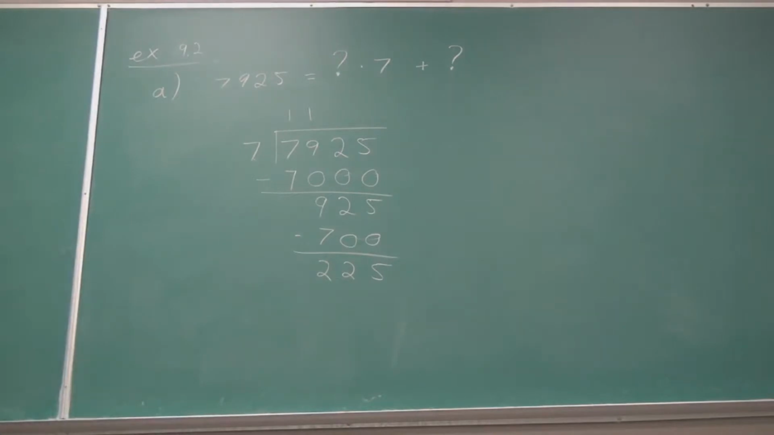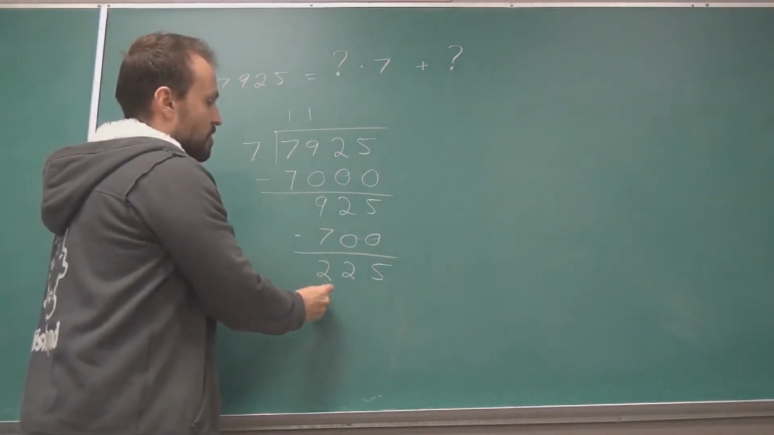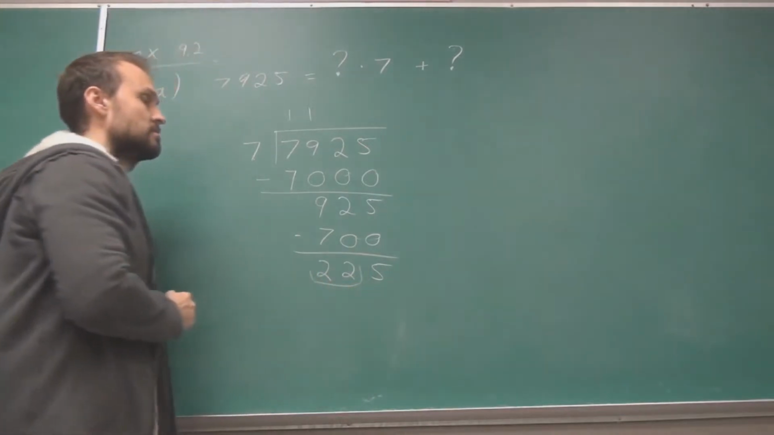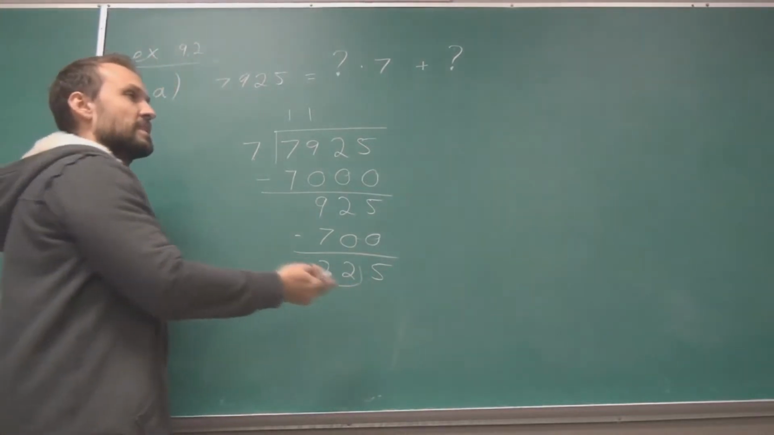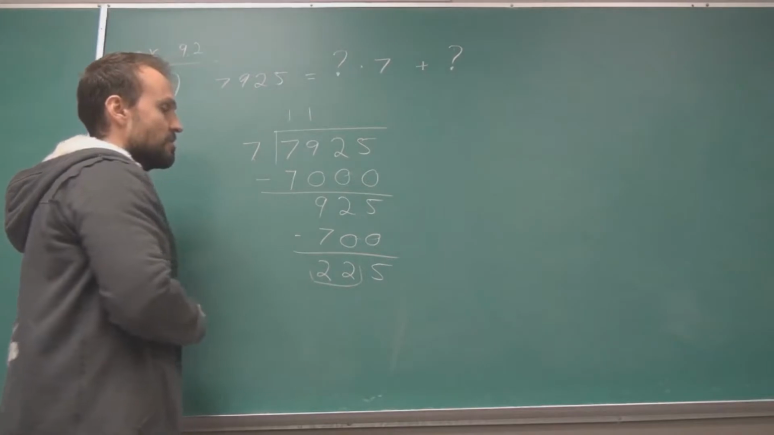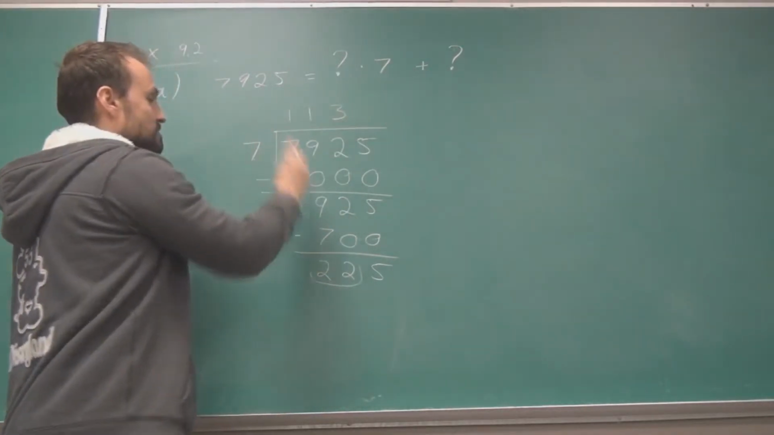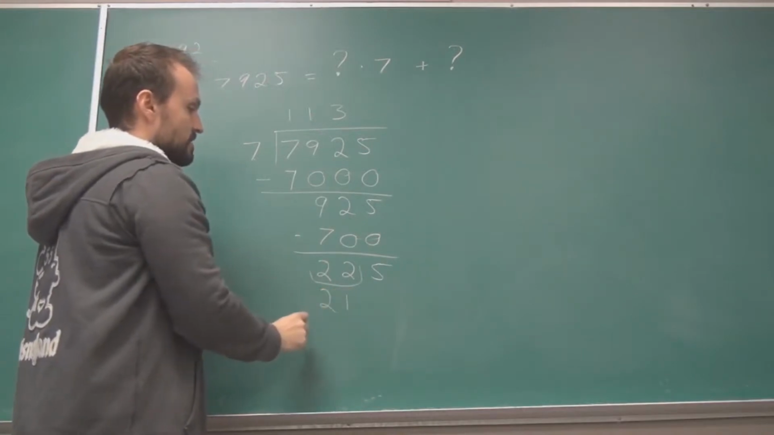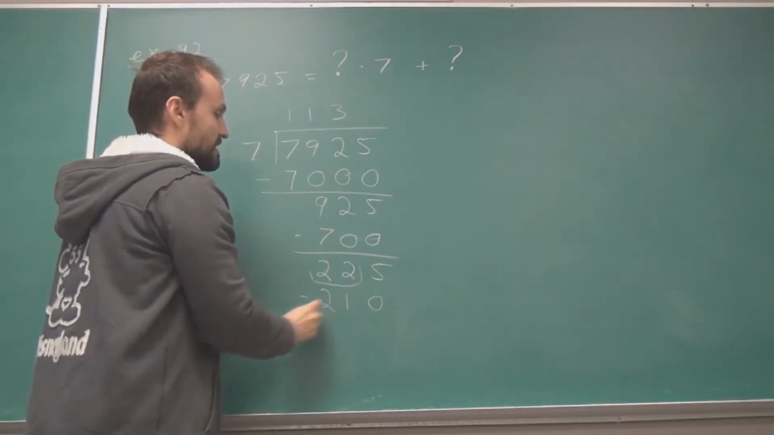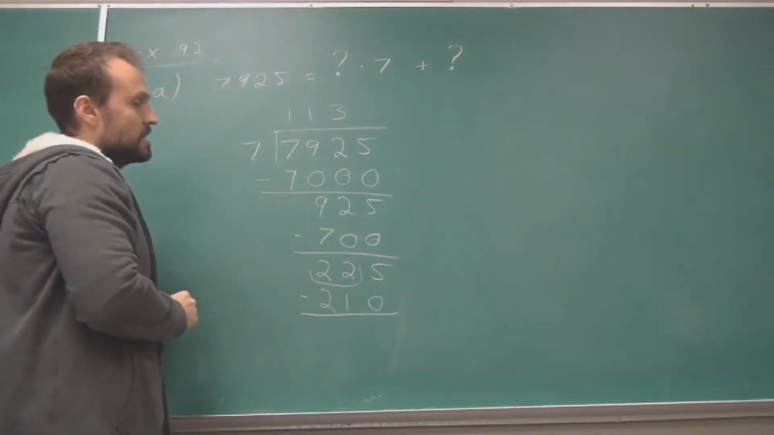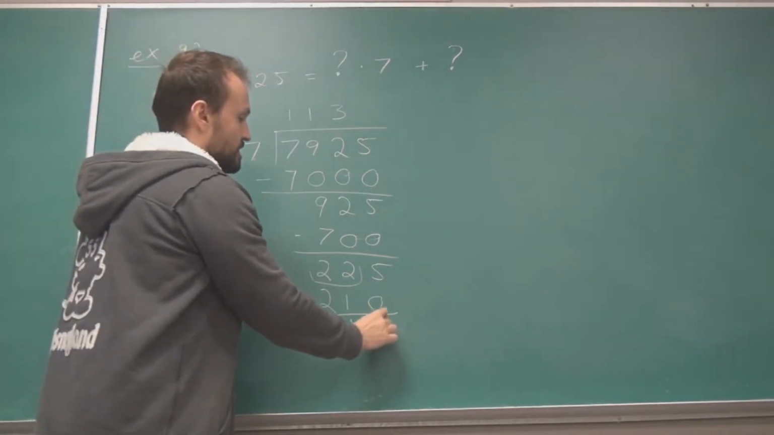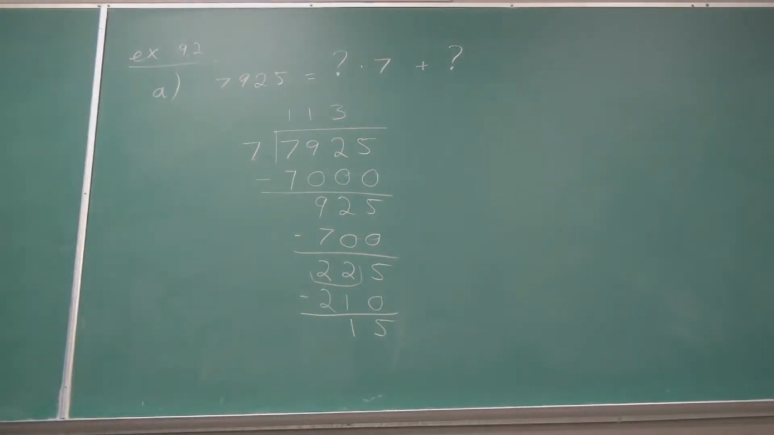That's okay. Now I can't fit 7 into this guy anymore, but I can look at the 22 there, which isn't really 22. It's just a convenient way of looking at it. 7 goes into 22 3 times. 3 times 7 is 21. I'm going to squeeze this in here, which is really 210. Take that away, I have 15 left. I think I'm going to make it.